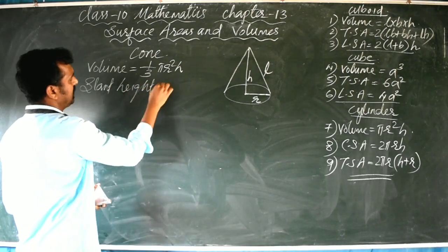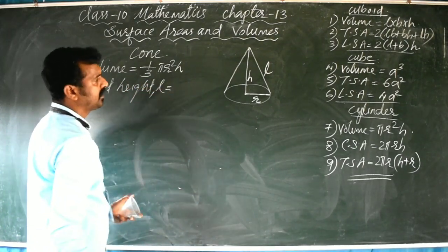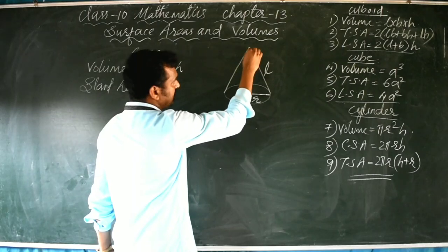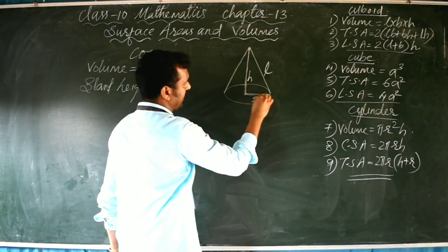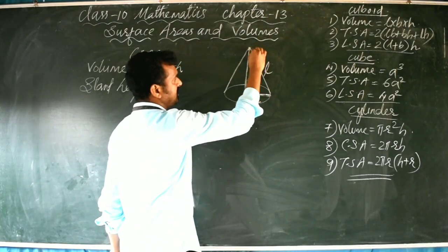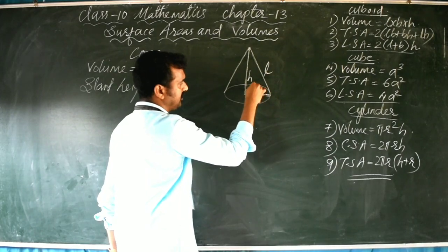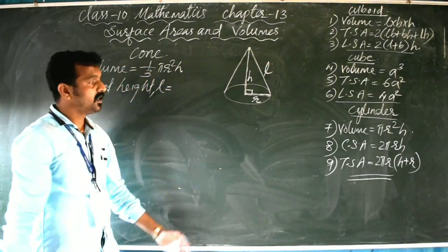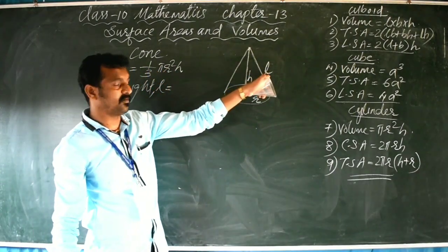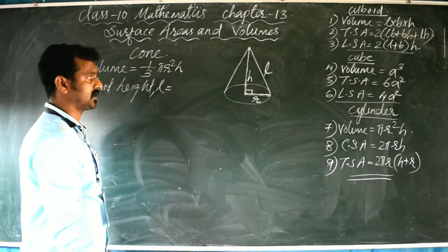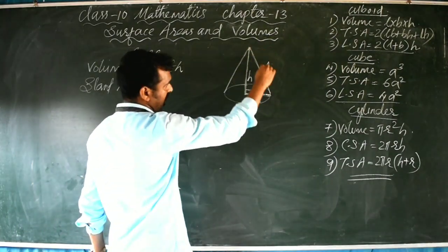Slant height L is equal to, what is the formula? This one is in the form of a right angle triangle. This angle will be 90 degree. Using Pythagoras theorem, we can find out the slant height. Slant height, that is, this one is the hypotenuse.